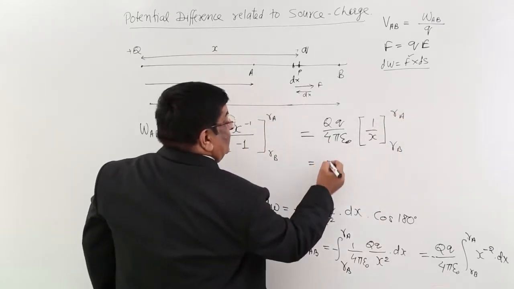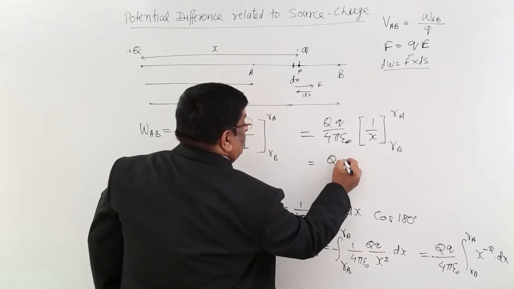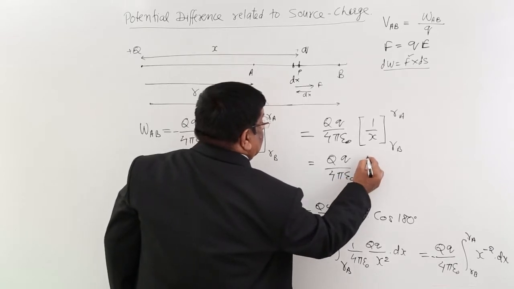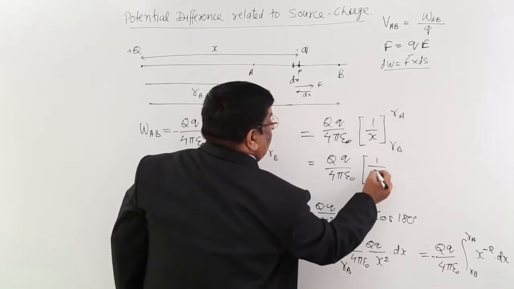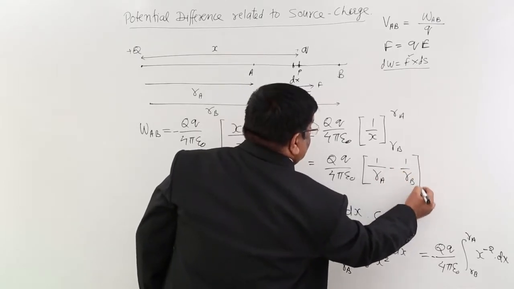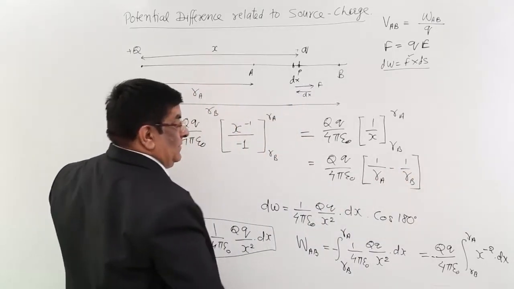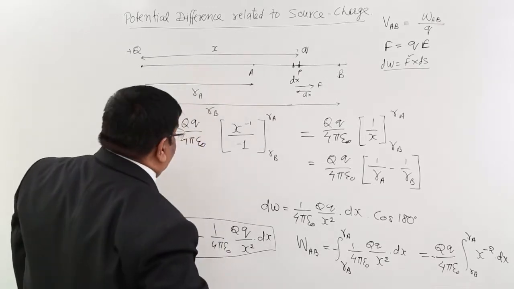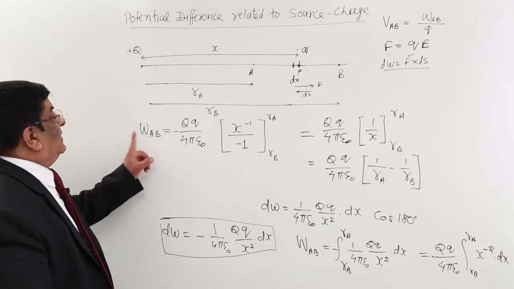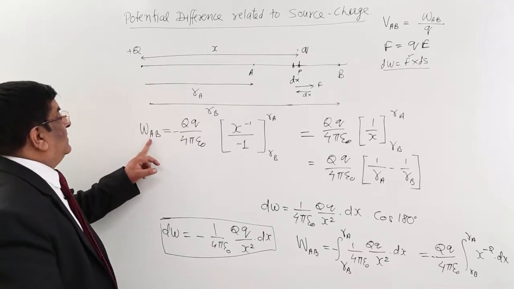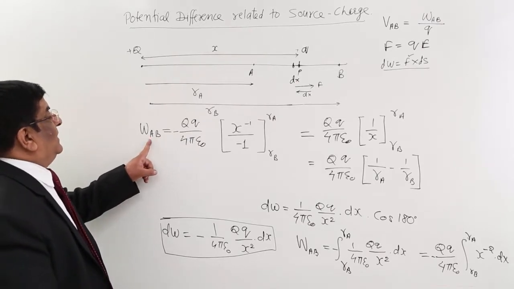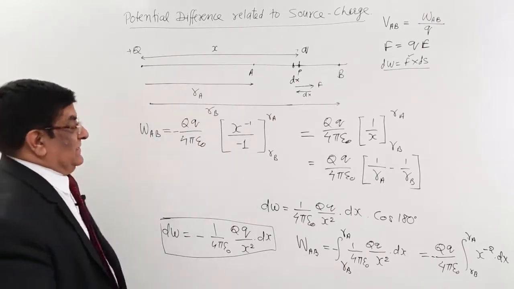Here q upon 4 pi epsilon naught, this is 1 upon Ra minus 1 upon Rb. Okay, so what are we doing? We are calculating work done from B to A. Always remember, this is up to. From B to A, the work done is this.